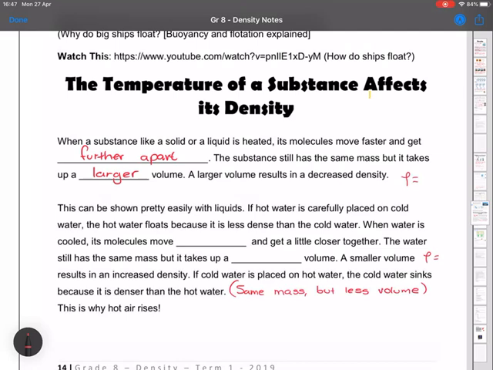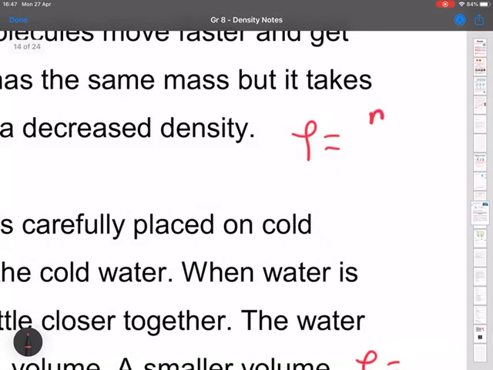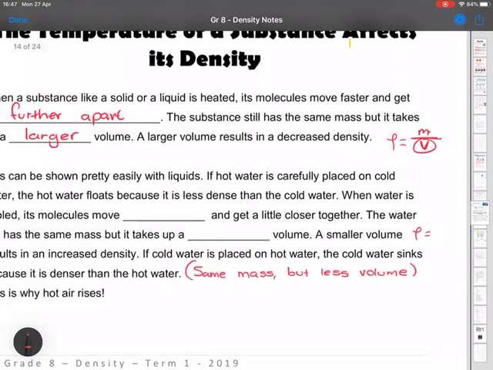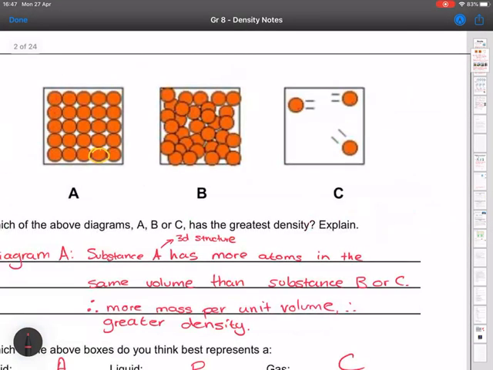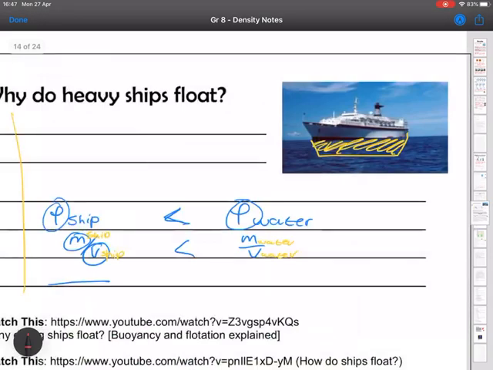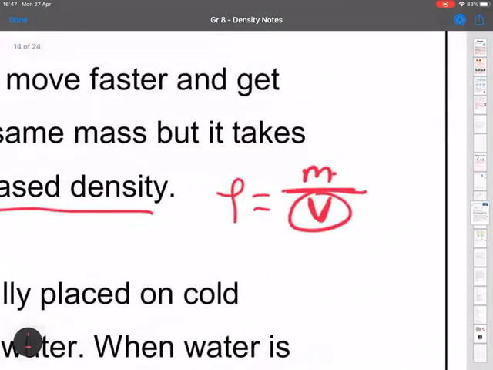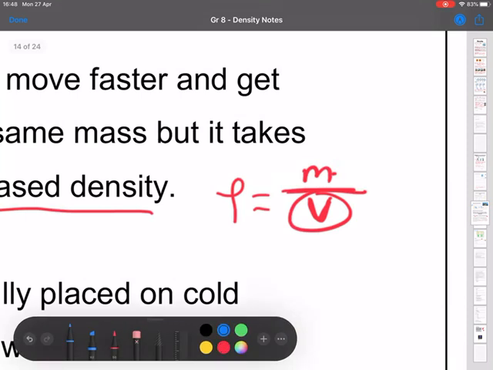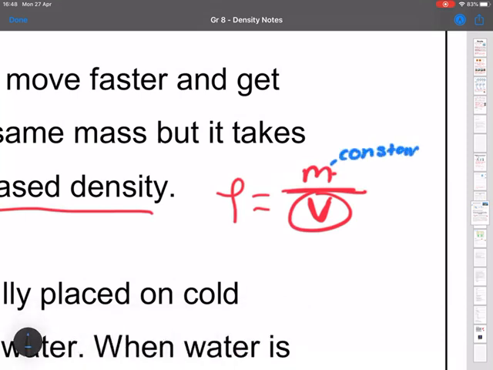And if you've got a larger volume, the formula for density is mass divided by volume. So if your volume is increasing, you're taking your mass and you're dividing it by a bigger volume, a bigger number. So if you take the same mass and divide it by a bigger number, your answer for density will actually be smaller. And that's why your density decreases. So mass stays the constant. Let's just write that your mass will be constant. So that's constant, stays the same, but your density goes down.